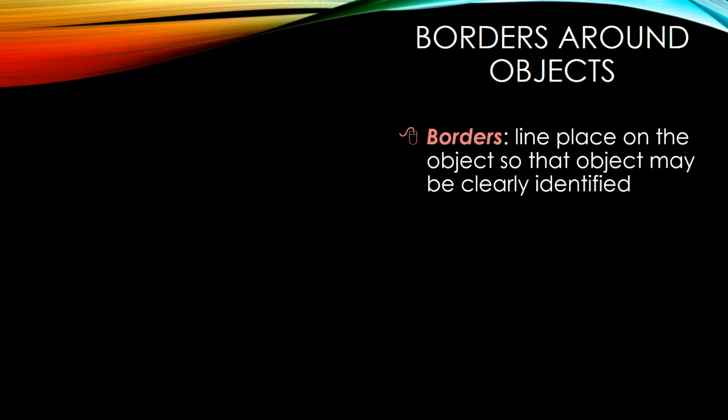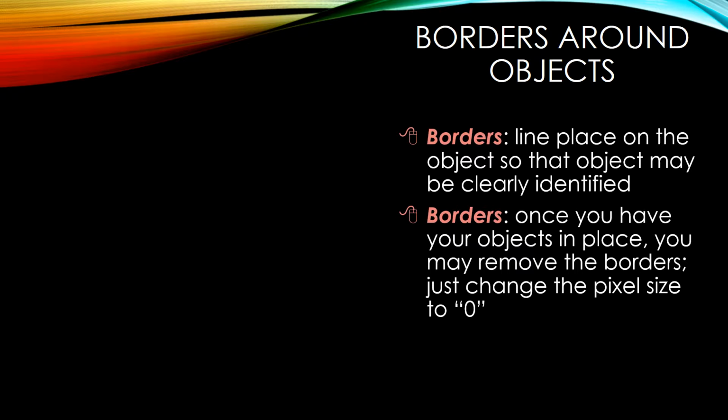Borders around objects. Borders place a line on the object so that the object may be clearly identified. I really highly suggest that you use borders so that you can see the borders, understand how they're maneuvering, and the size of those objects. You may remove the borders after you're done. All you have to do is change the pixel size to 0.